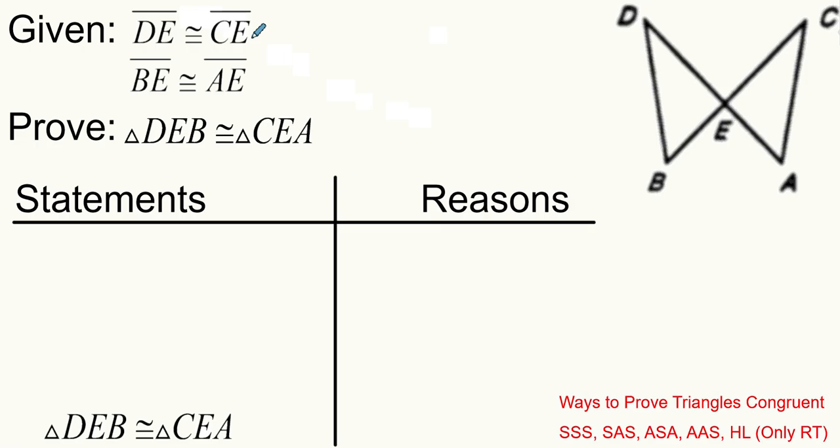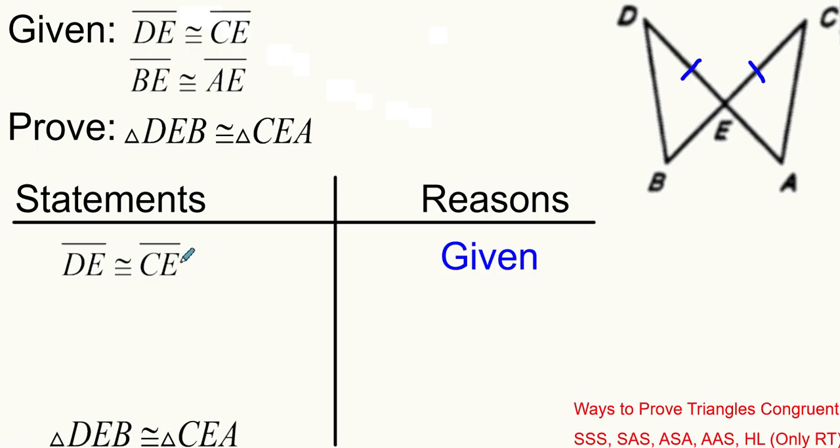And I like to go one by one. So I would take the first given and put that here as my first step of my proof. I know DE is congruent to CE because I was told that it has to be true. So I like to color code my picture to go with my reasons. And then I always ask myself, if DE is congruent to CE, is there anything else I know that has to be true about the situation just based on that given?